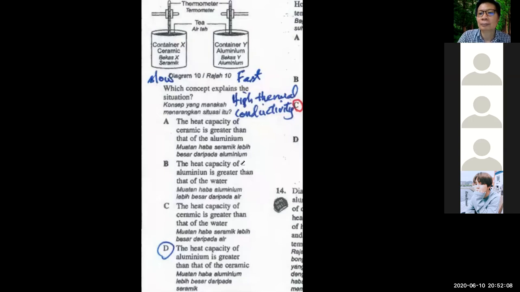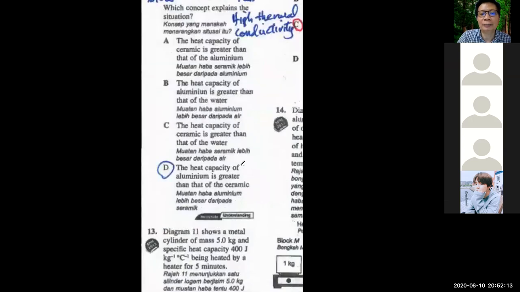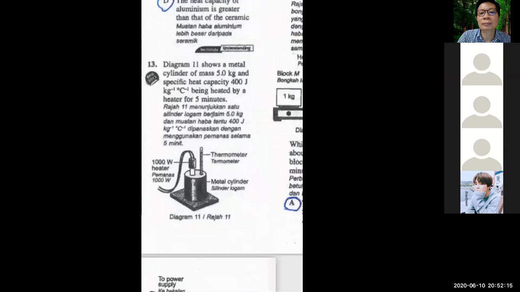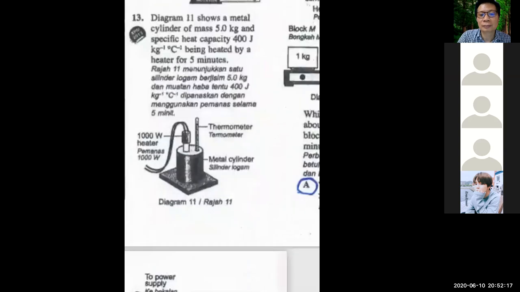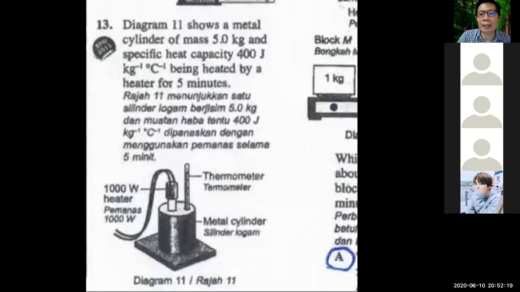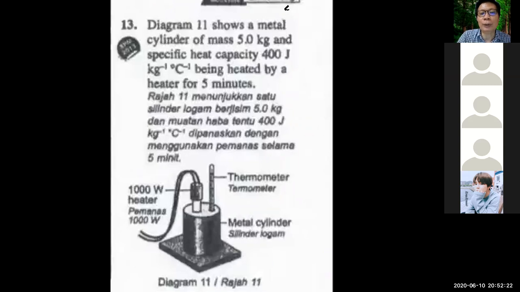All right. Then, okay, number 13. Read the question. The diagram shows a metal cylinder of 5 kg, specific capacity 400, being heated for 5 minutes. So remember, mass 5 kilo, specific capacity 400, times 5 minutes.